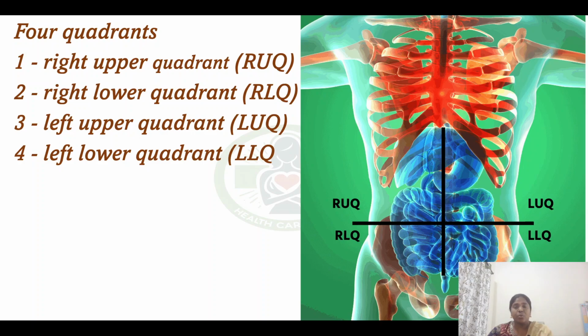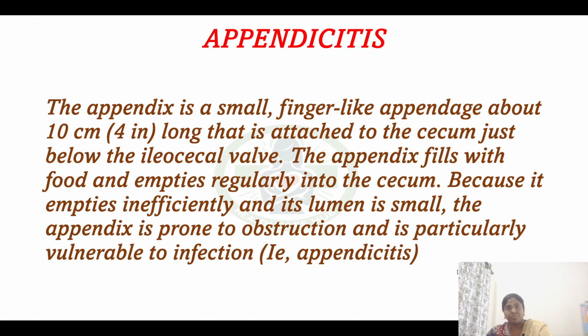Looking at the abdomen, it is divided into 4 equal quadrants, that is, the right upper quadrant. When the patient has appendicitis, the patient will complain of pain in the right lower quadrant, in this region, and this is the left upper quadrant, and this is the left lower quadrant. The appendix is usually called the vermiform appendix.